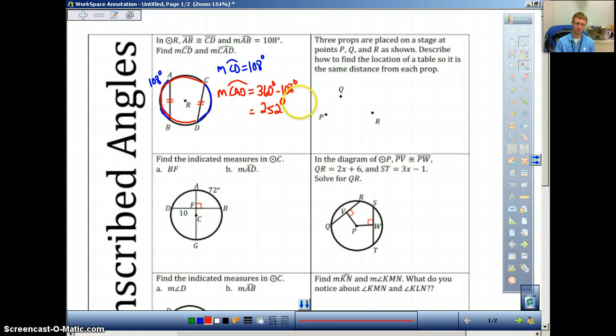Okay, the second one, this one's a little bit more difficult, so you're going to have to try and follow along on this one the best that you can. It says 3 props are placed on a stage at points P, Q, and R as shown. So we basically assume we're on a stage and P, Q, and R are props. It says, describe how to find the location of a table so it is the same distance from each prop. Well, to me, this is a very applicable problem, and it's important for us to understand how this would work.